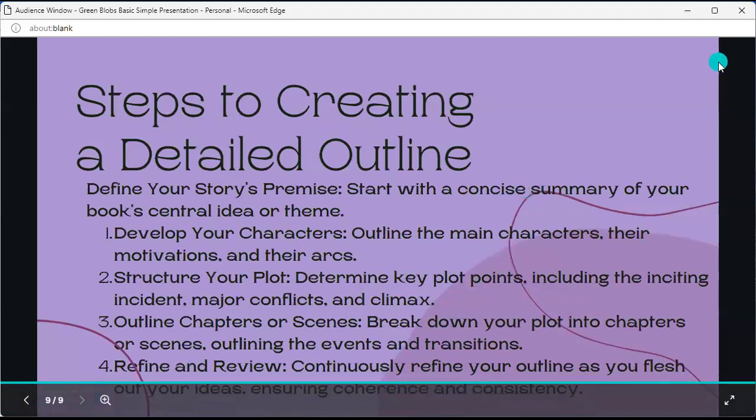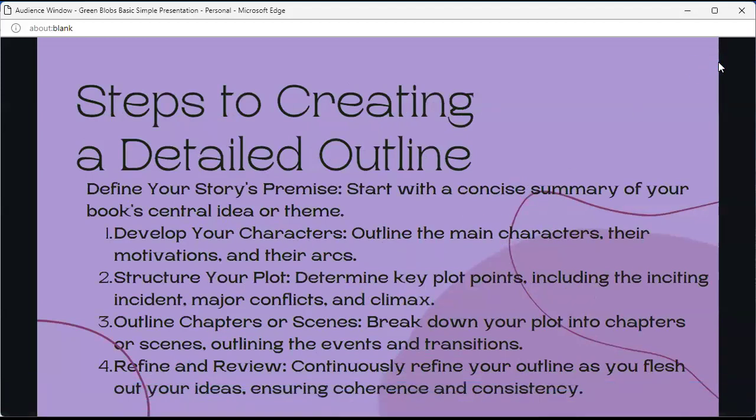Steps to creating a detailed outline. Define your story's premise. Start with a concise summary of your book's central idea and theme. Develop your characters: outline the main characters, their motivations, and their arcs. Structure your plot. Determine key points and include the inciting incident, major conflicts, and climax.